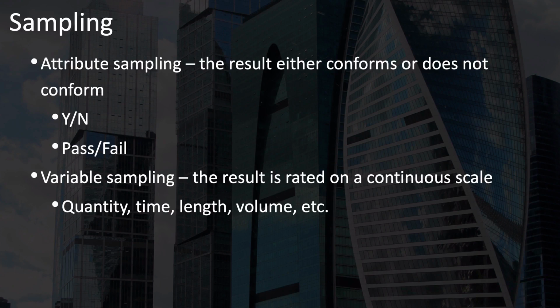Variable sampling, on the other hand, generates a range of answers along a continuous scale. Measurements of quantity, or measurements in units of time, length, volume, temperature, and so on. Examples include the number of defects per 1,000 lines of code, how many milliseconds it takes to load a web page, the diameter of a pipe, the number of gallons in a tank, or the temperature of an engine.